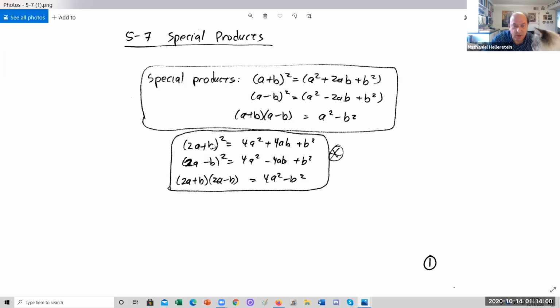So, for example, we square 2a plus b. Well, it's the square of 2a, that's 4a squared, plus twice 2ab, that's 4ab, plus b squared. 2a minus b, square that. Well, it's the same, except we flip the middle term. So it's 4a squared minus 4ab plus b squared. And here we have a sum times a difference. 2a plus b times 2a minus b is the difference of squares. 2a squared, that's 4a squared, minus b squared.